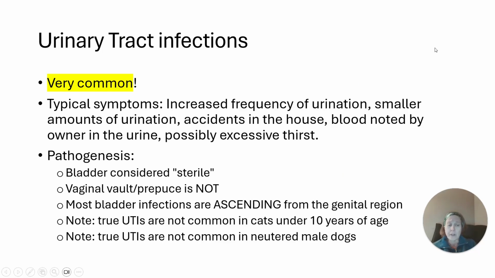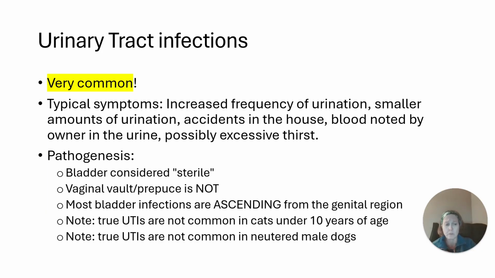All right, we're moving on to UTIs. These are super duper common. Typical symptoms that we'll see are increased frequency of urination, smaller amounts of urination, accidents in the house. Often blood is noticed by the owner in the urine itself. And sometimes these dogs get really thirsty when they have UTIs.